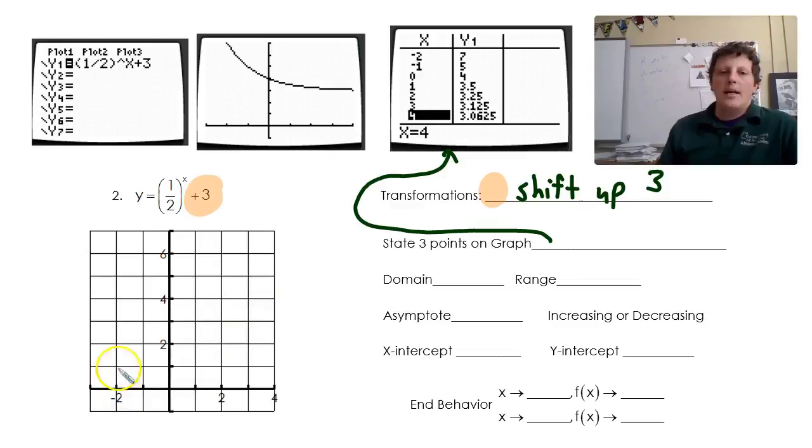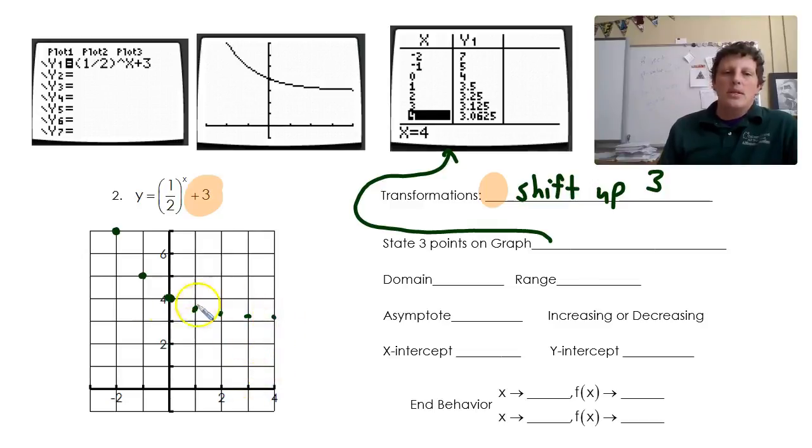-2, 7, I can put on the graph right here. -1, 5, I can put right here. 0, 4 is an easy one to graph. After that, I start having to estimate about where things are. 3.5, 3.25, 3.125, and I'm getting closer and closer. I'm starting to approach an asymptote.